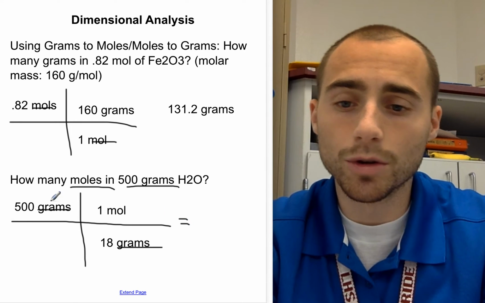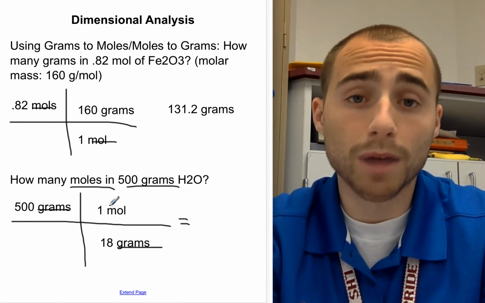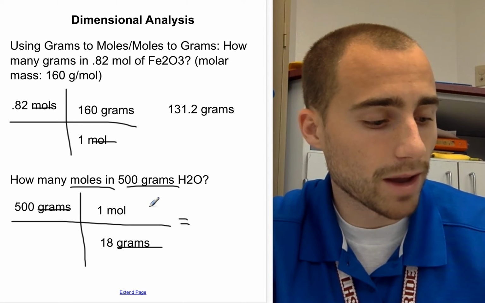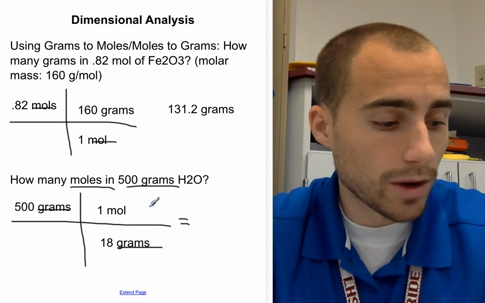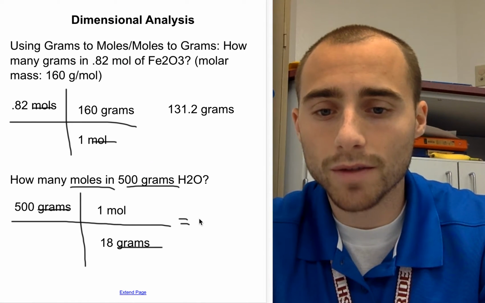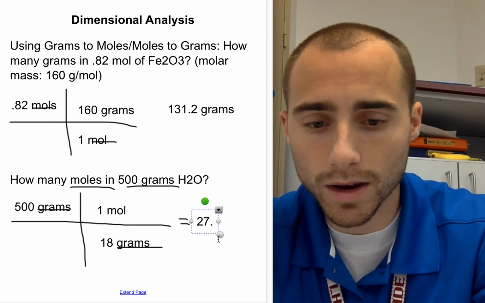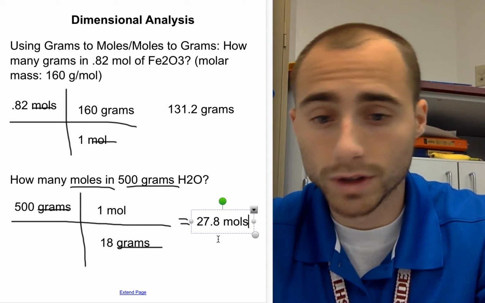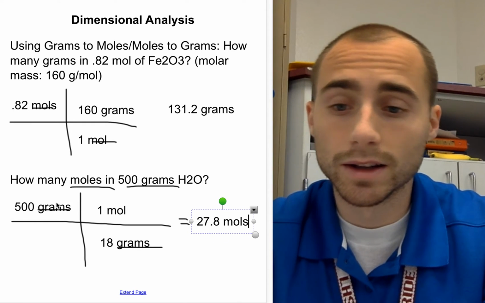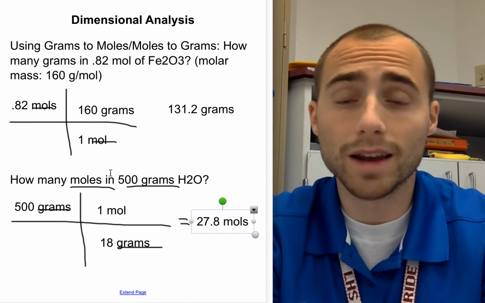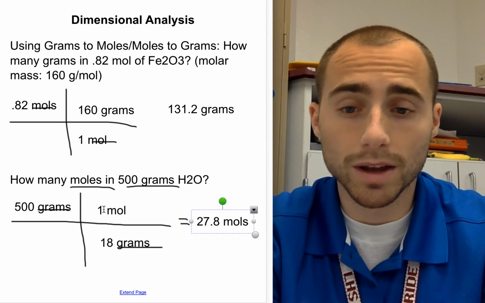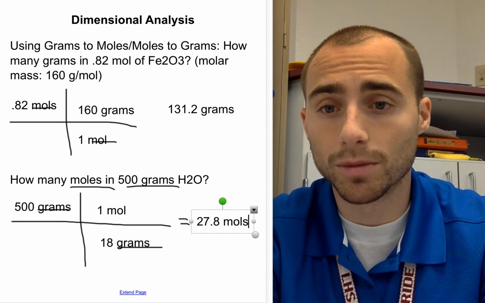So what's that going to equal? We have to do 500 multiplied by 1, which is 500, and then divided by 18. So 500 divided by 18. You end up with 27, we'll round it up, 27.8 moles of water are in 500 grams of water. So you just got to make sure you can identify if we're going from moles to grams or grams to moles, and then you can use your pink sheet. So those are some one-step problems using your pink sheet.